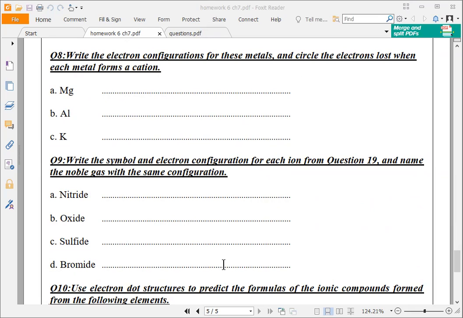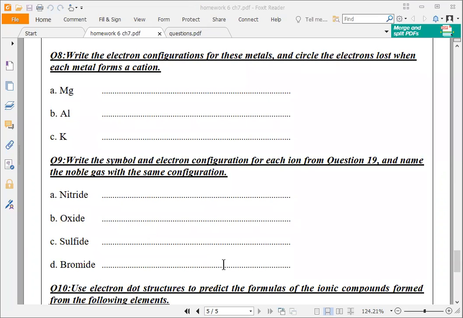Okay, here write the electron configuration of the metal and circle the electron lost when each metal forms a cation: magnesium, aluminum, and potassium. Mister, do we have enough time to answer this question? Okay, we have only one minute.